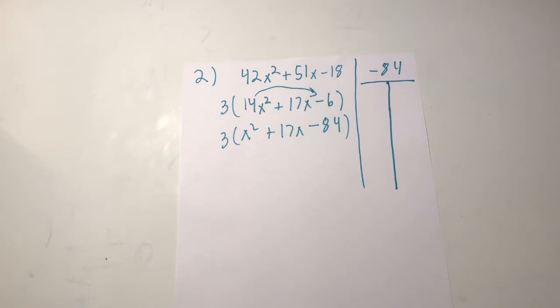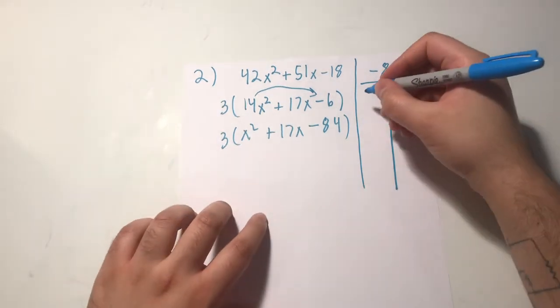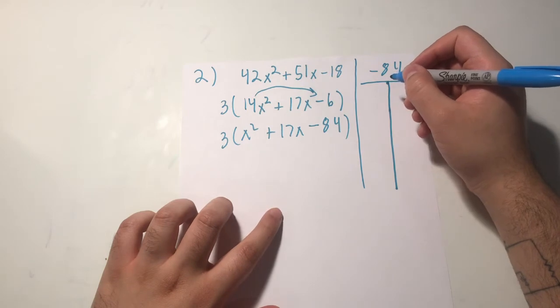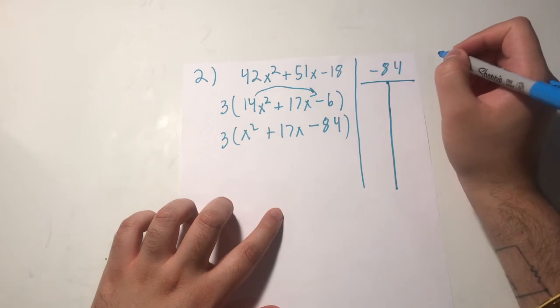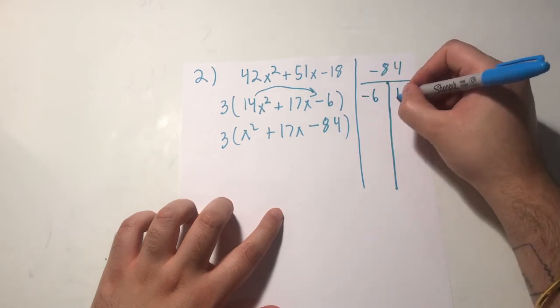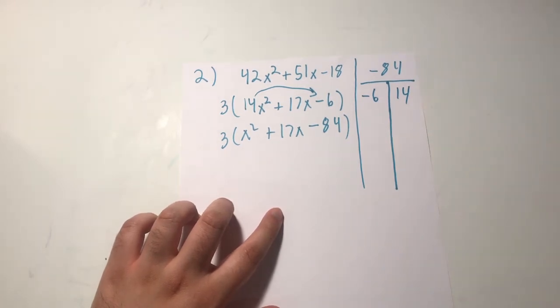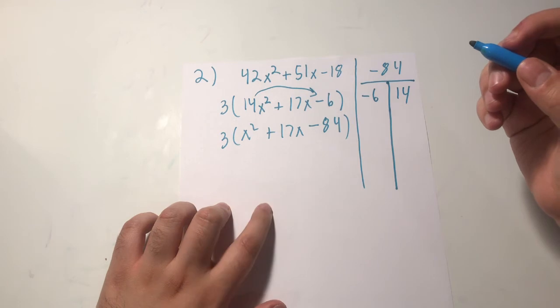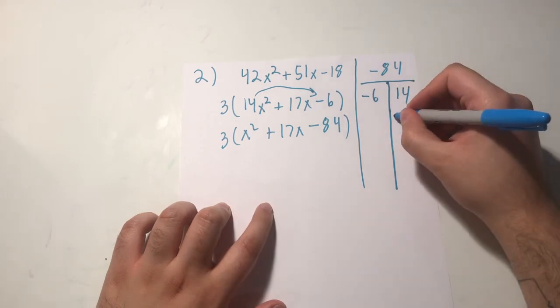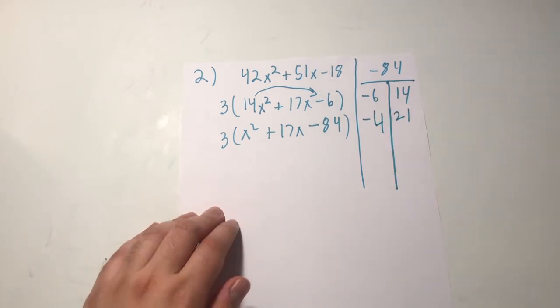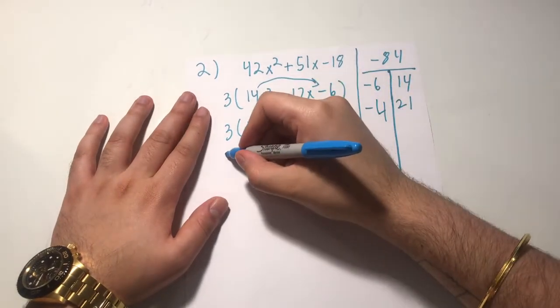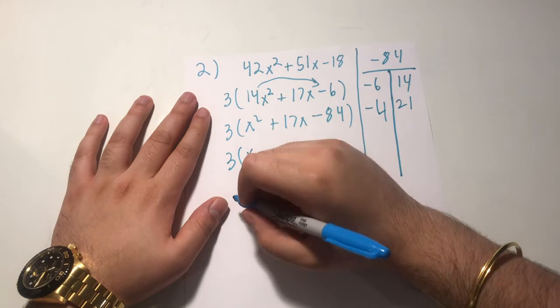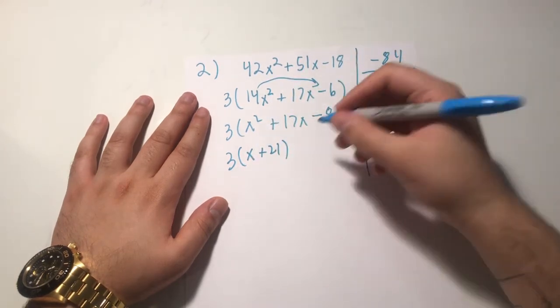So let's say negative 84 divided by 6 could work. Divided by 6 is 14. So it's going to be negative 6 and positive 14, which does not add to positive 17. Oh wait, actually, from our last question we tried 4 and negative 21. So let's try a positive 21 and a negative 4, and that adds to positive 17. Okay, so we found our two numbers. So it's going to be 3 on the outside, and then we have x plus 21 and x minus 4.